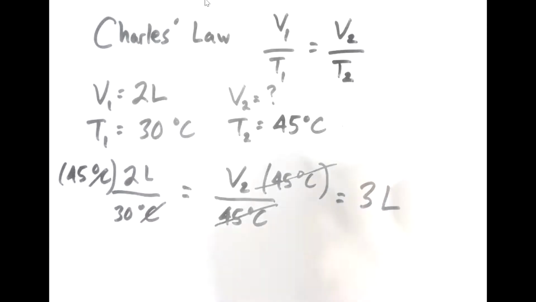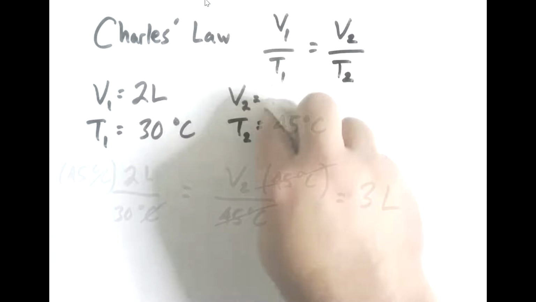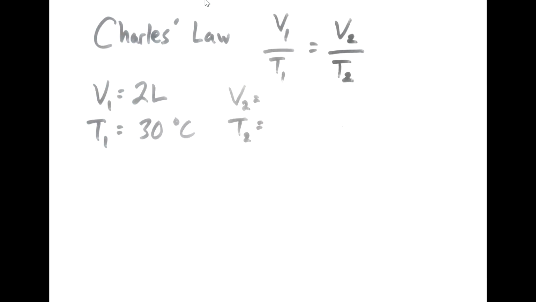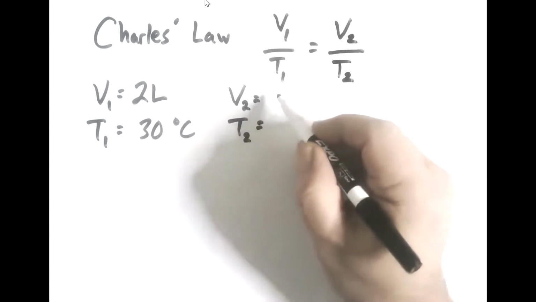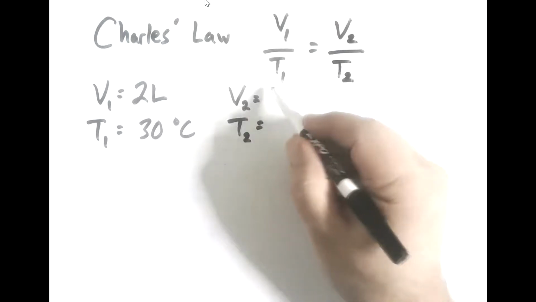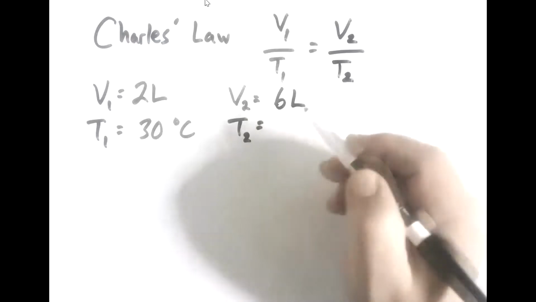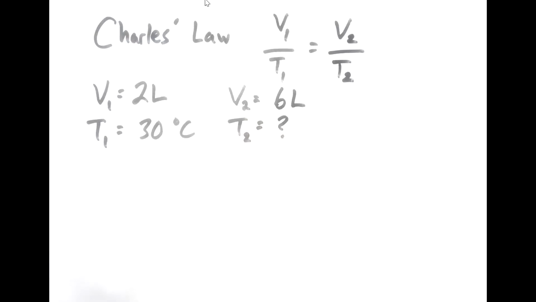Okay, so this time, I'm actually going to keep the first two variables, but we're going to solve for a different thing here. I'm going to say that my V2 is known. I'm going to say it's 6 liters, and I'm going to say that T2 is unknown.